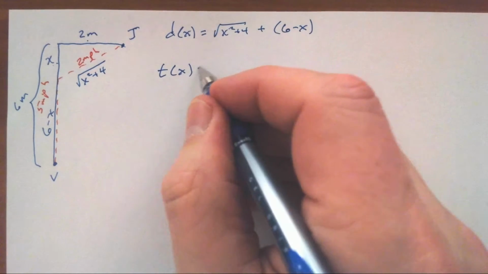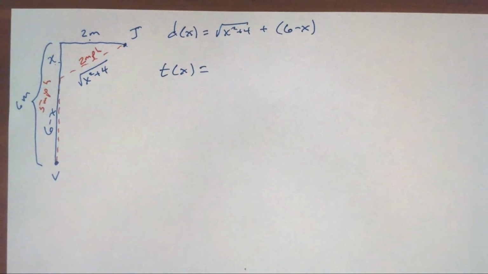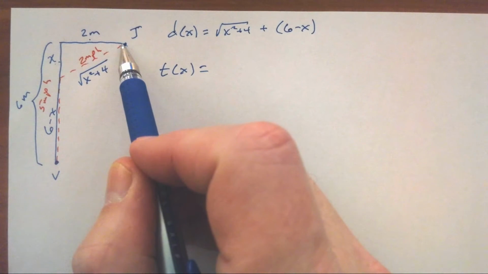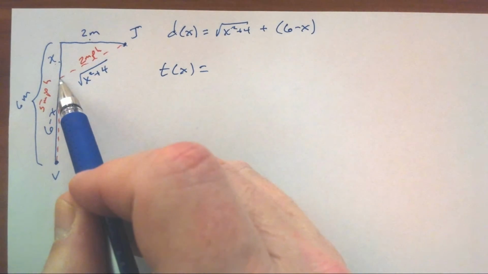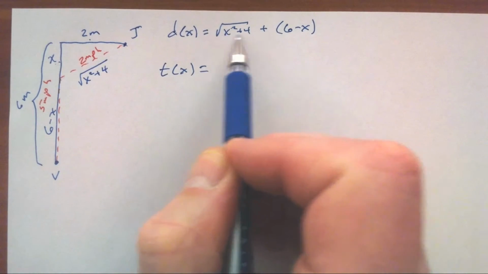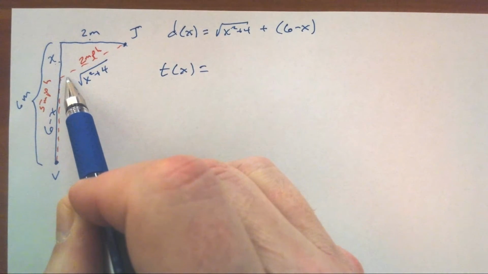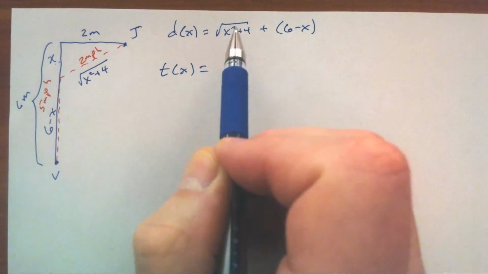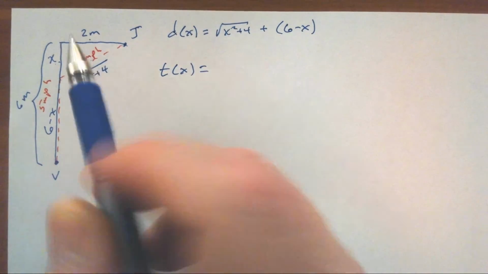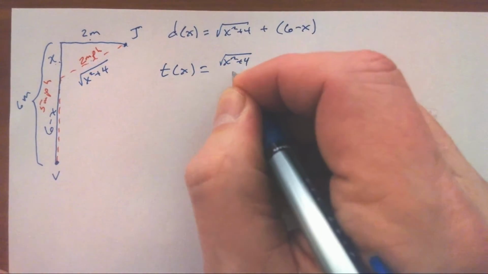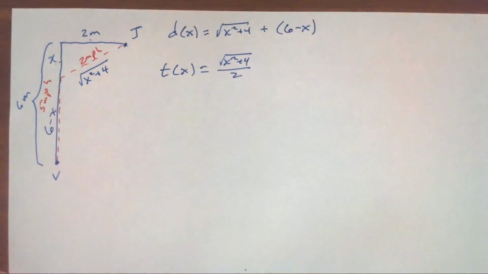And our time in terms of X is a little bit trickier, but let's think about this. Let's say Jane actually rows 4 miles downstream. That would be represented by this. And at 2 miles per hour, how long would that take us? Well, we'd take this and divide by 2. So the time would be the square root of X squared plus 4, divided by 2.